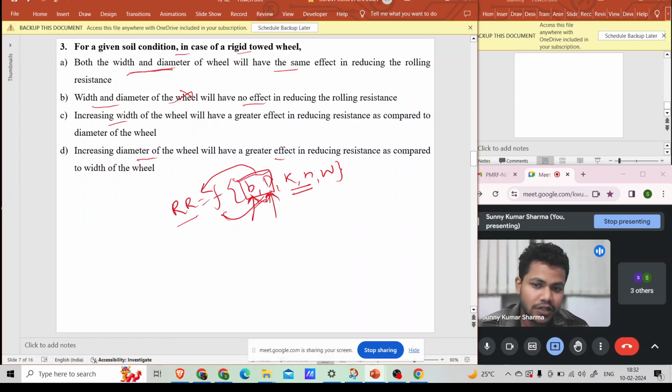How are these things reducing the rolling resistance that I have described? Both are negative exponents.